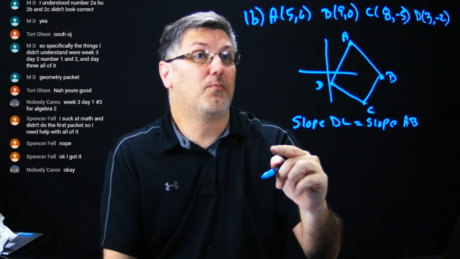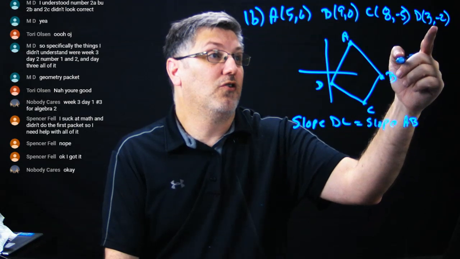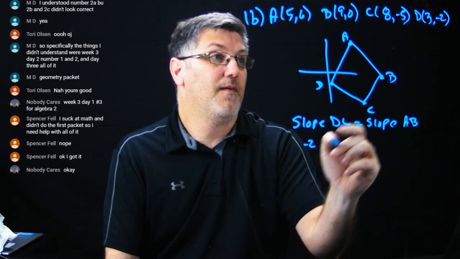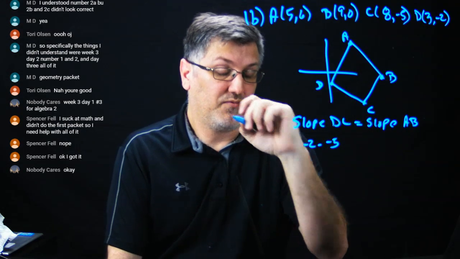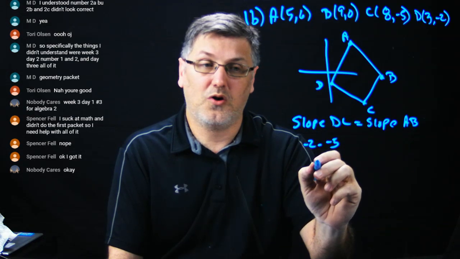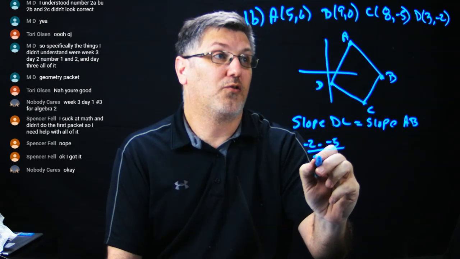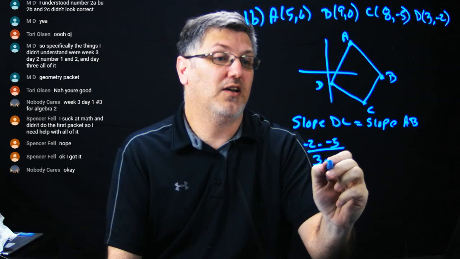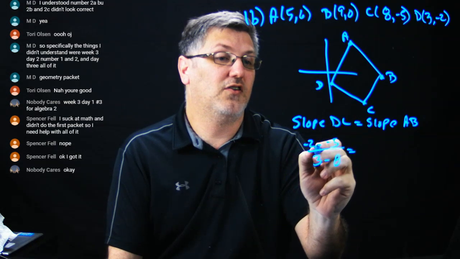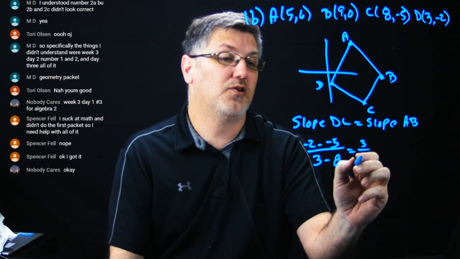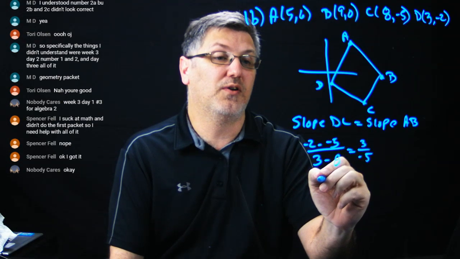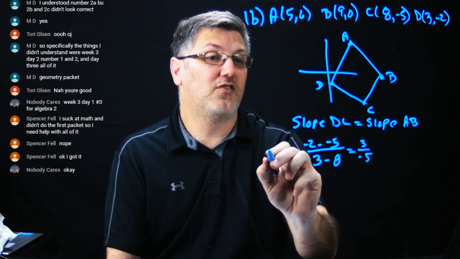So let's look. The slope of DC. So we're going to do -2 minus a -5, over 3 minus 8. This gives me -2 plus 5 gives me 3 over -5, so a -3/5. So this is DC.